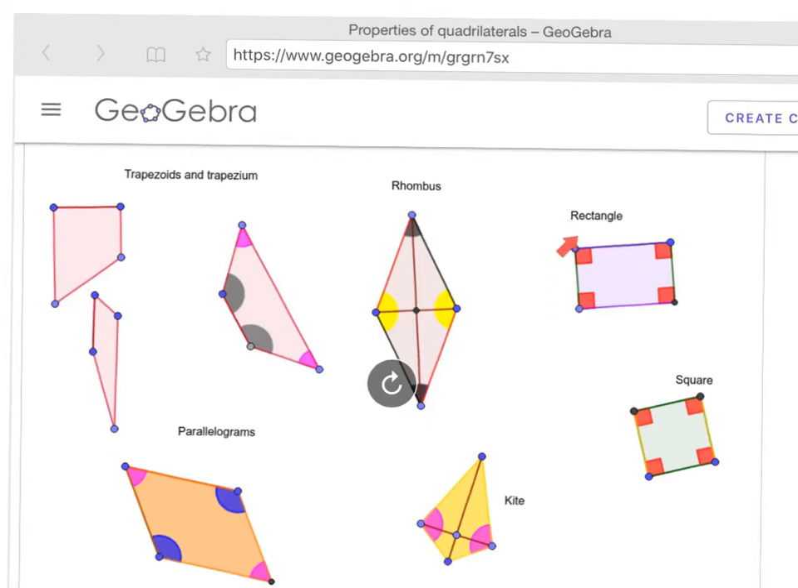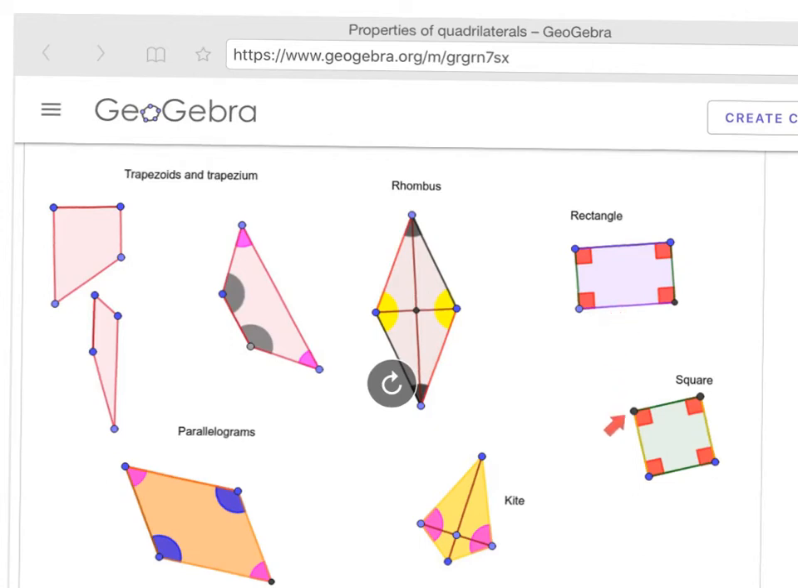Right rectangle, recht is the German for right angles. So then we've got a square. So again, we've got two pairs of parallel sides. Again, the parallel sides are equal in length. So again, it's a parallelogram. It's also got four right angles, so it's also a rectangle.